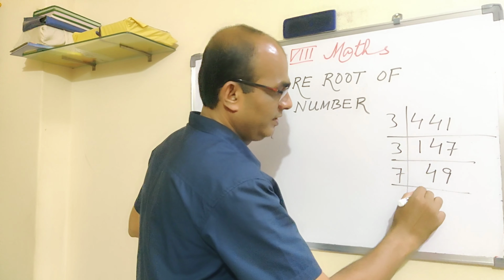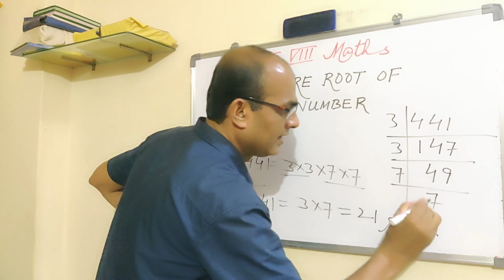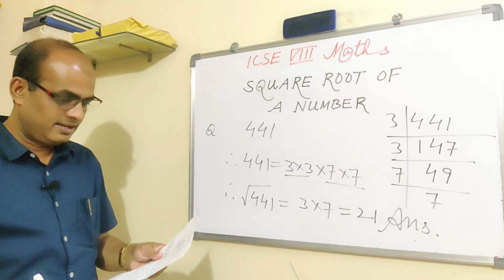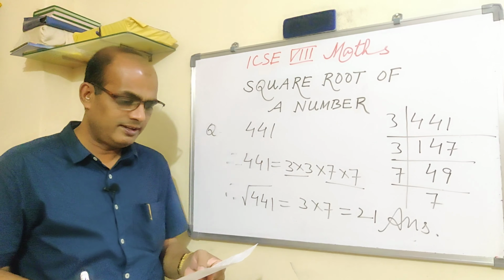Now make pairs. Therefore the square root of 441 is equal to 1 3 from here and 1 7 from here, and you are getting 21, which is the answer. What do you say? Is it okay? Understood? Clear? I hope everything is clear.